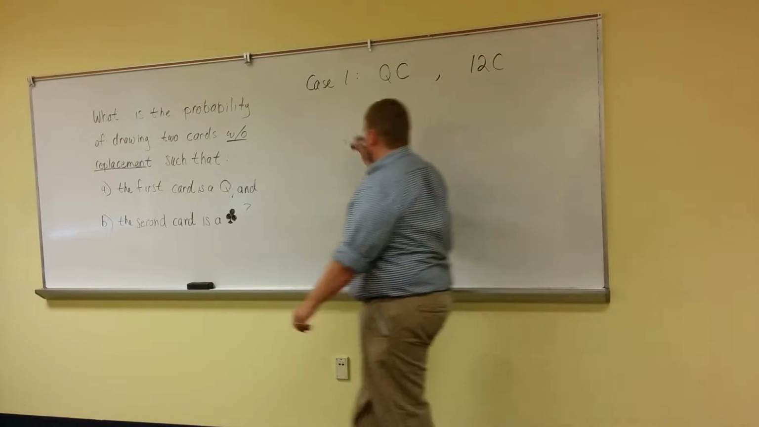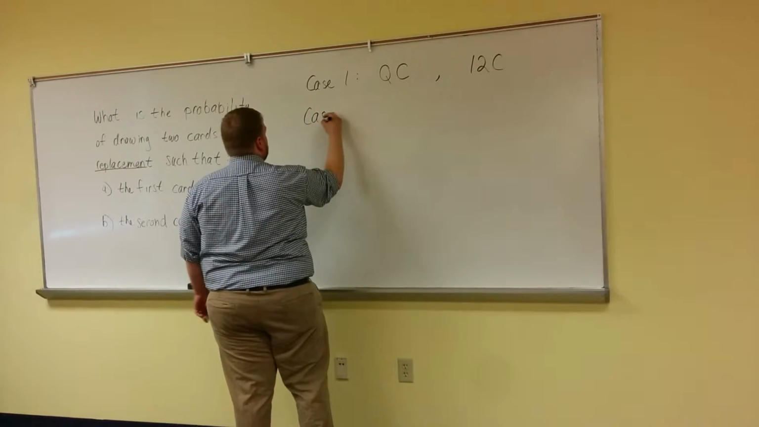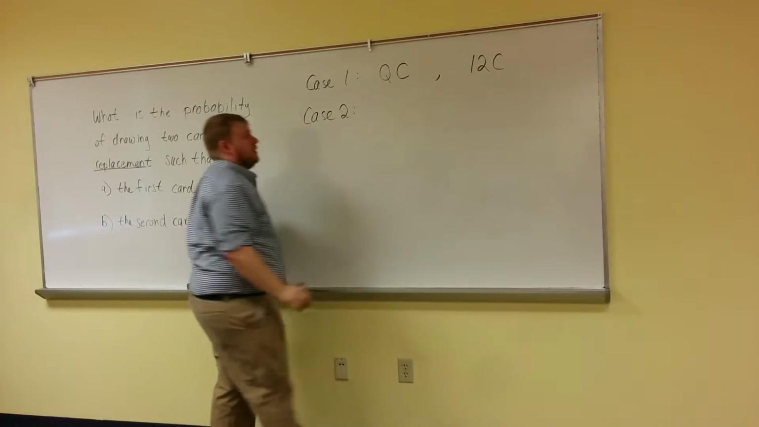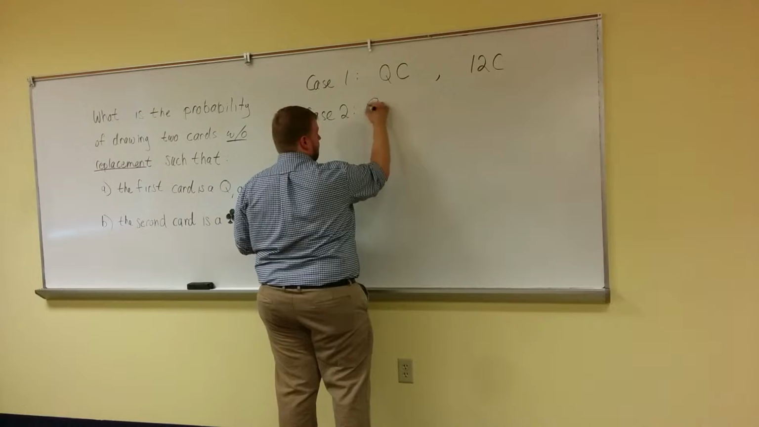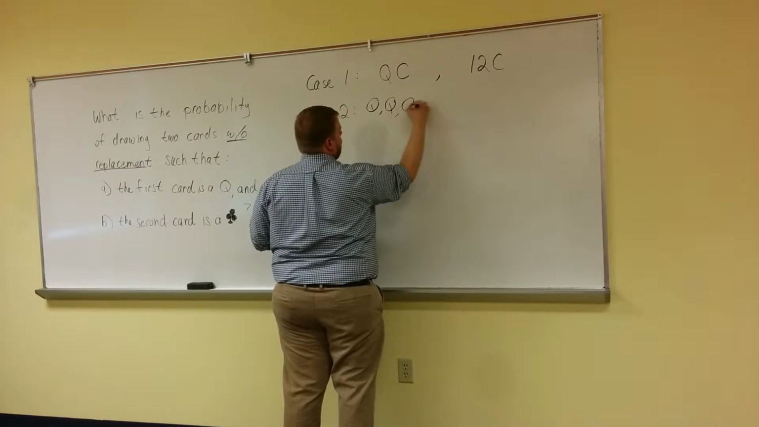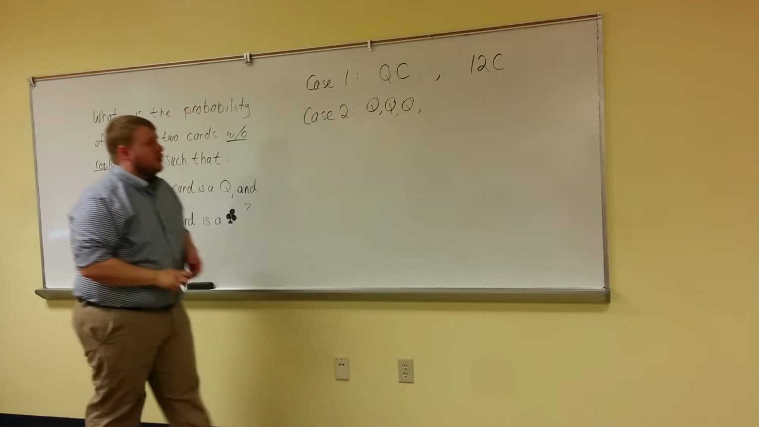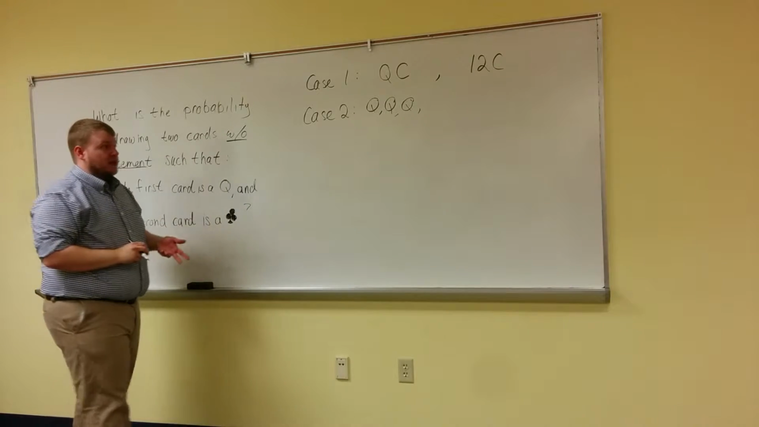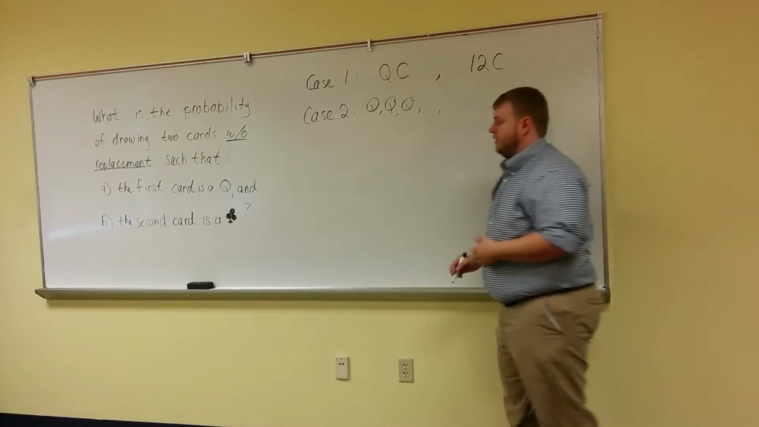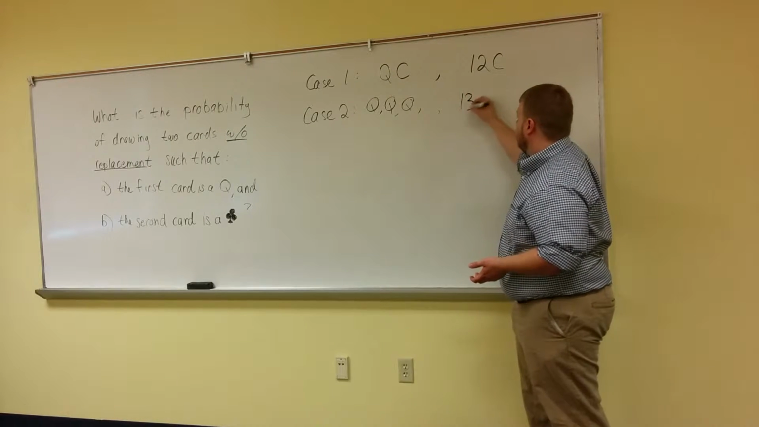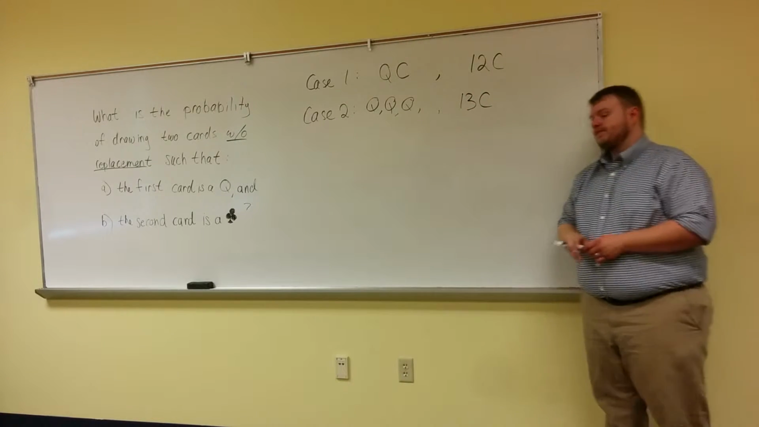The other case that we can consider is that if we don't choose the queen of clubs off the bat, what if we choose one of the other queens? There are 3 other queens to choose from. If we don't choose the queen of clubs, then there's 3 queens that we could choose on the first draw. And then for the second card, there are only 13 clubs left that we could look at.